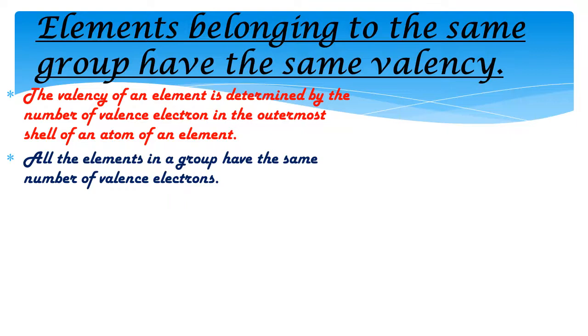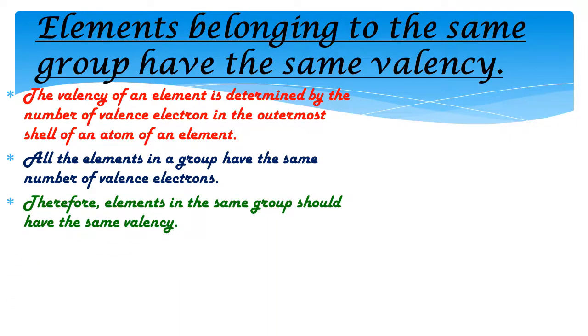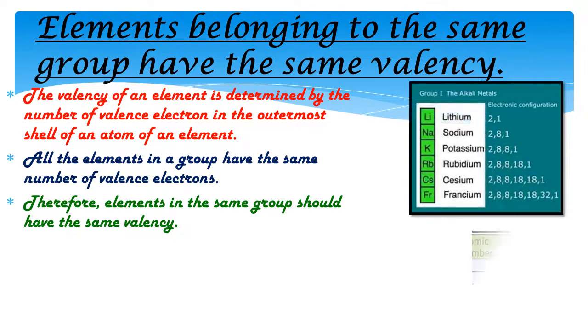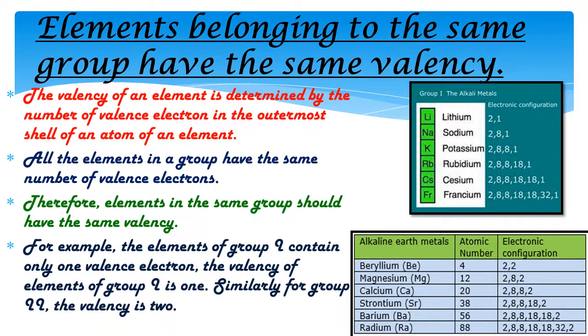That means elements belonging to the first group have the same valence electrons. Alright, and therefore elements in the same group have the same valency. And student, here I have mentioned two examples. It is an example of group 1, that is alkali metals, and an example of group 2, that is alkaline earth metals. So in group 1 we have lithium, sodium, potassium, rubidium, cesium, francium elements.